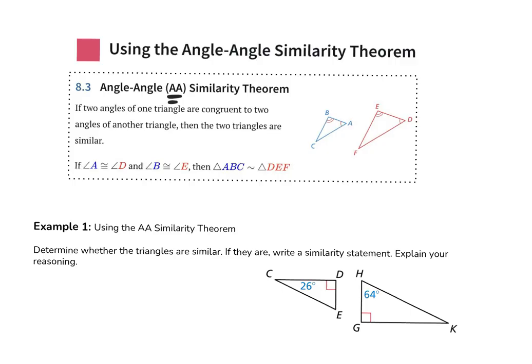But what we're going to prove today is we don't necessarily have to be given any information about the sides. As I look at these two triangles, I don't know the side length of them, but I can prove that they're similar. And all we need to have is two angles. If we have two angles that are congruent, then these two triangles are similar, okay?